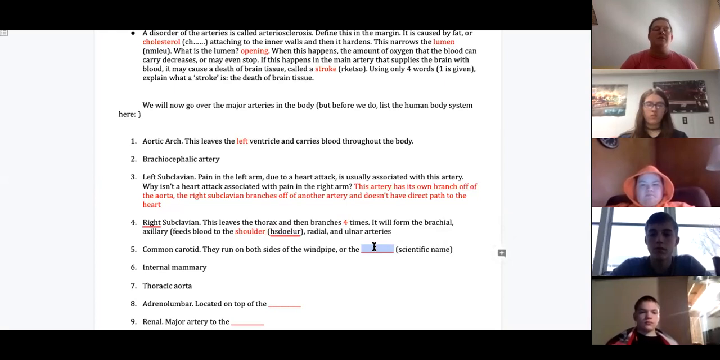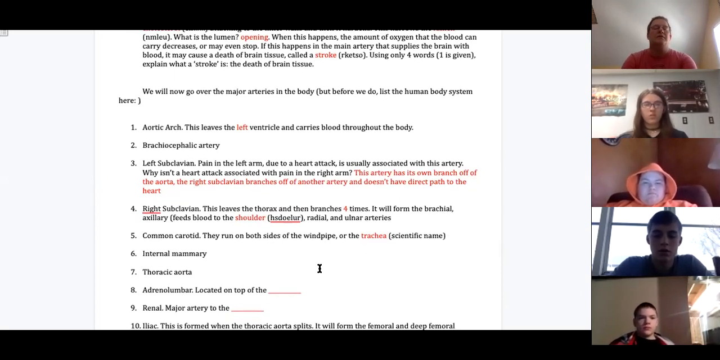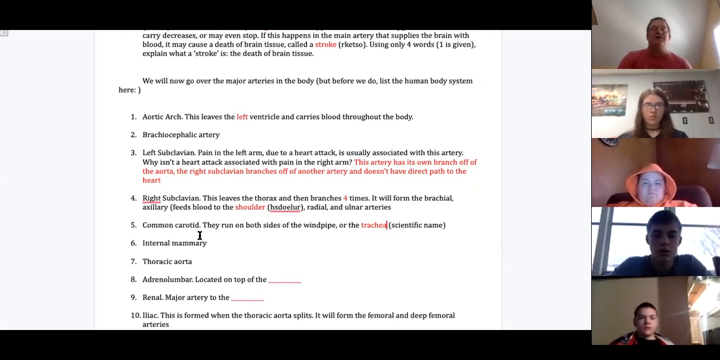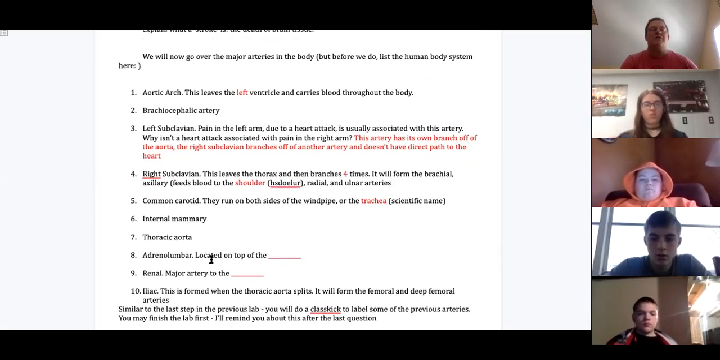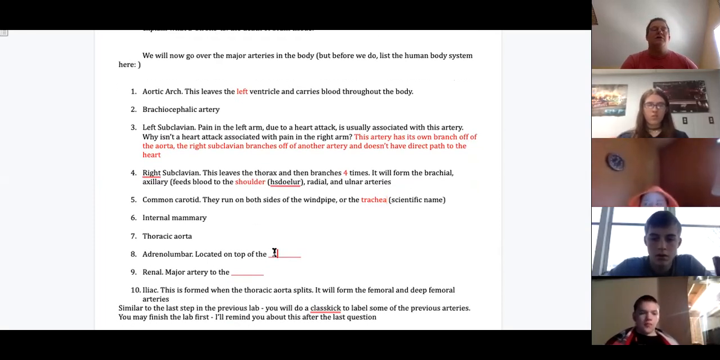Okay, common carotid. They run on both sides of the windpipe. Scientific name of the windpipe again? Trachea. Trachea. And just like the veins, we have the internal mammary artery, thoracic aorta. I show you those in the video.